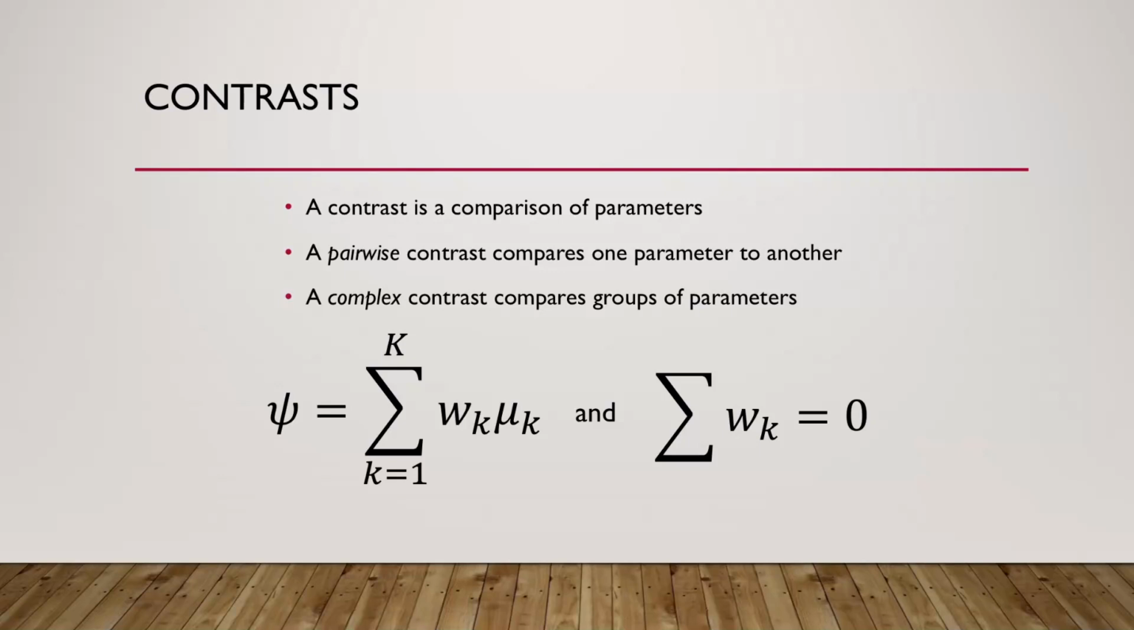We are contrasting means. A contrast in general is just a comparison of parameters. So you could actually create contrasts for any parameters. You could create contrasts for proportions. You could create contrasts for variances. But we're going to focus on the most common kind of contrast, which is a contrast of means.